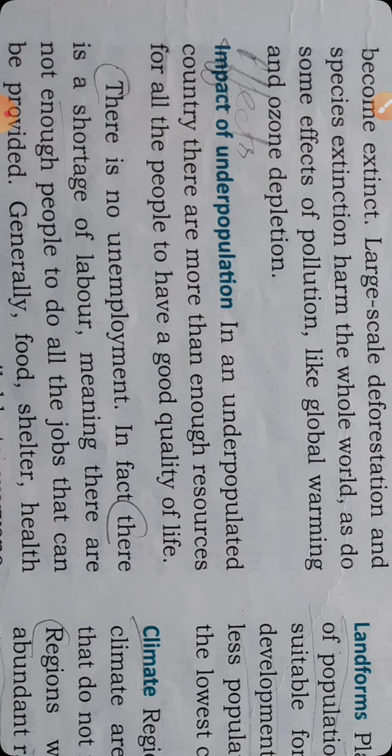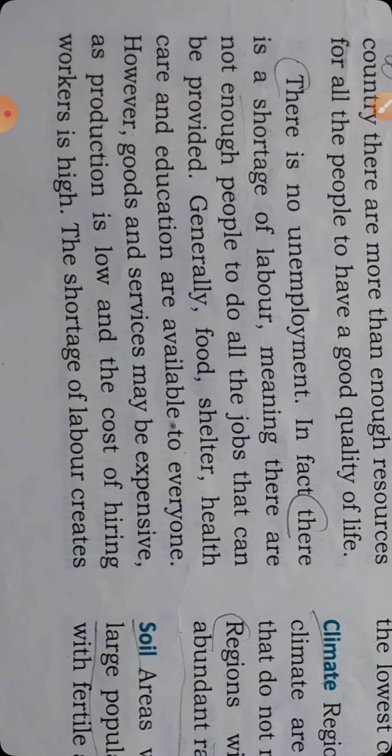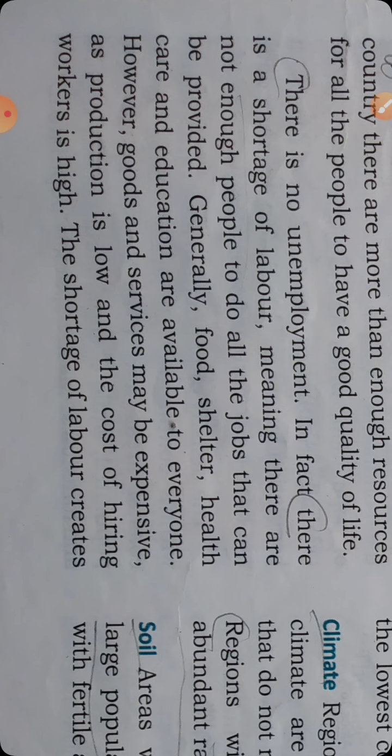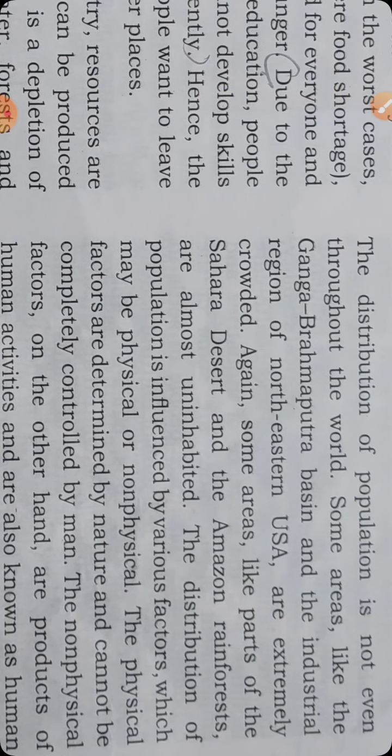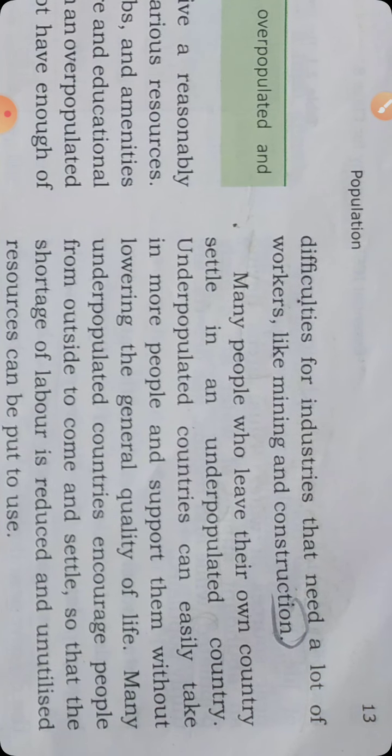So, in an underpopulated country, there are more than enough resources for all the people to have a good quality of life. There is no unemployment. In fact, there is a shortage of labor, meaning there are not enough people to do all the jobs that can be provided. Generally, food, shelter, healthcare, and education are available to everyone. However, goods and services may be expensive as production is low and the cost of hiring workers is high. The shortage of labor creates difficulties for industries that need a lot of workers, like mining and construction.